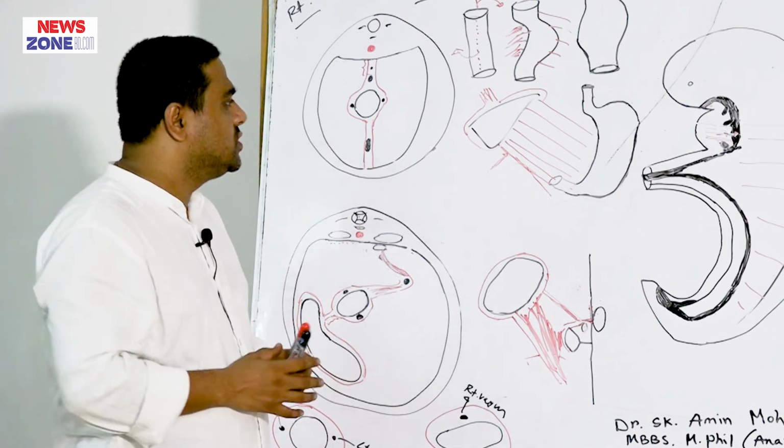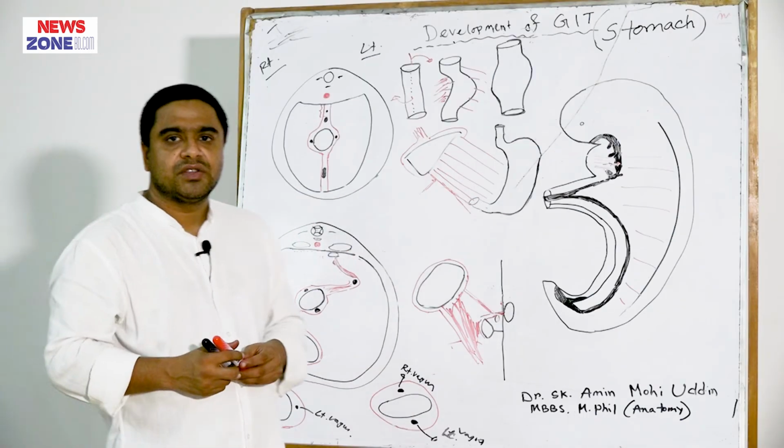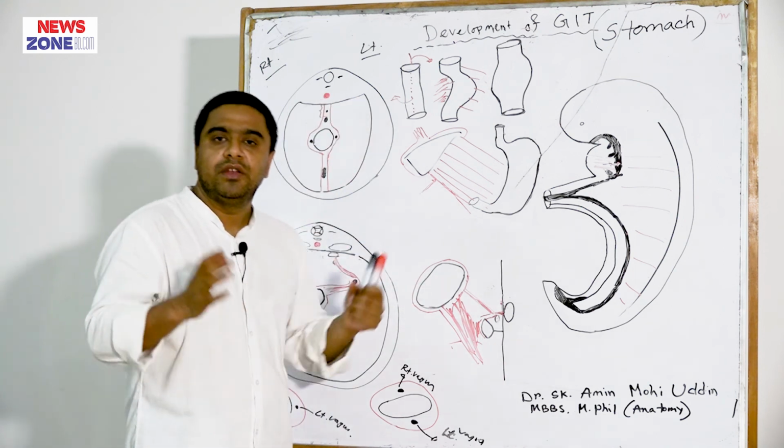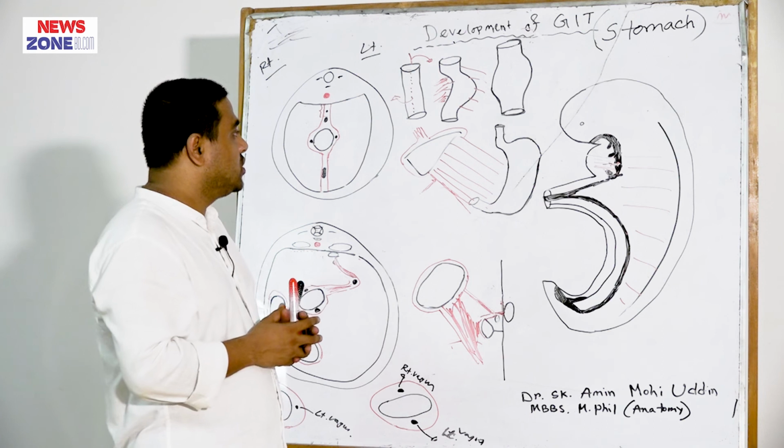That is all about the position and the alteration of the dorsal mesogastrium and the ventral mesentery in relation to the rotation of the stomach.